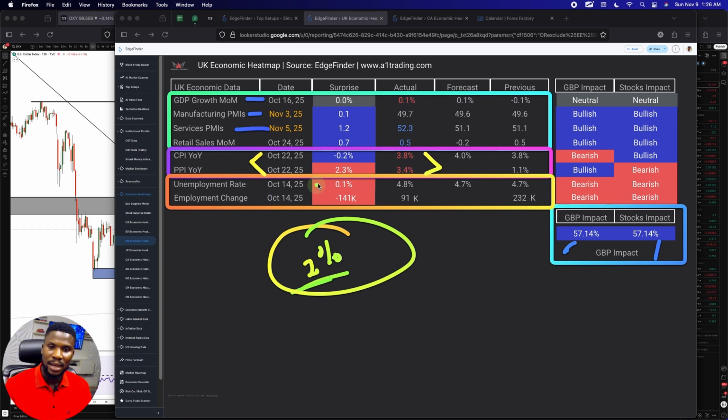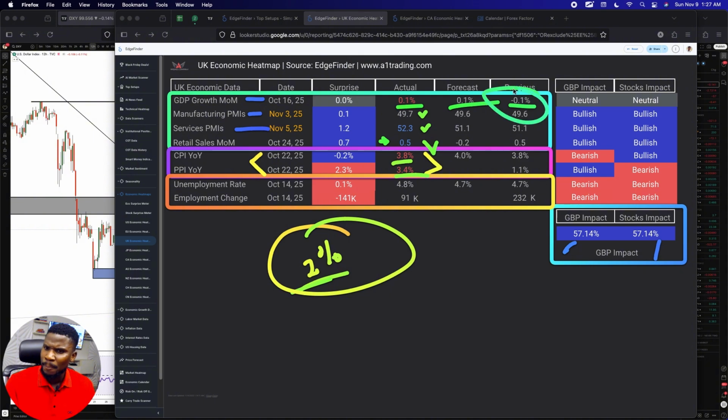The CPI is at 3.8% and the PPI is at 3.4%. That is terrible. Although when it comes to services, PMI looks very good. Manufacturing PMI looks decent. It's not up to 50, but it's decent. Retail sales is also booming from where it was before, which is negative 0.2, to where it is right now, 0.5. It looks good. And when it comes to growth, the growth looks pretty sticky.